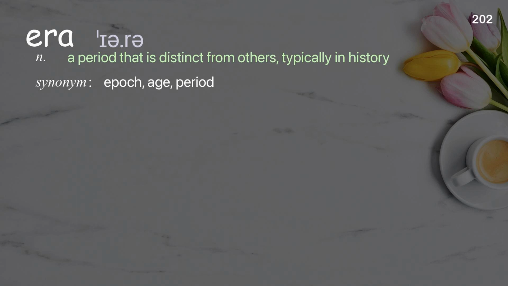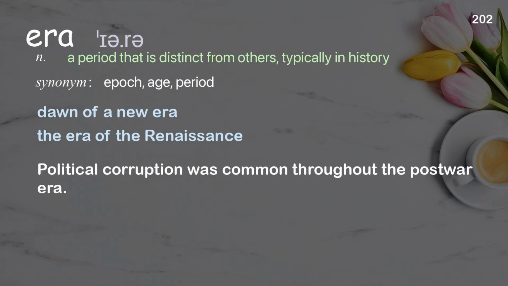Era. A period that is distinct from others, typically in history. Examples: Dawn of a new era. The era of the Renaissance. Political corruption was common throughout the post-war era.